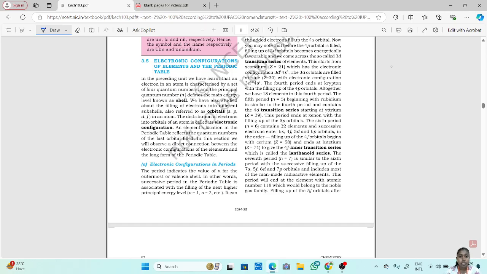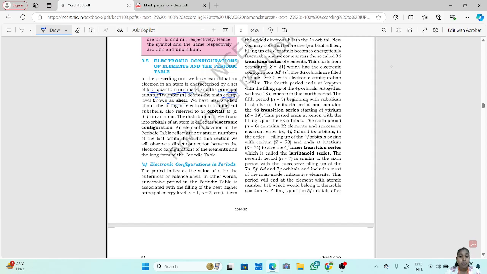Now, in the preceding unit we have learned that an electron in an atom is characterized by a set of 4 quantum numbers, right? Principal quantum number, azimuthal quantum number, spin quantum number, magnetic quantum number. On the basis of those 4 quantum numbers the atoms were characterized. In that the main one was the principal quantum number, which defines the energy of the shell, the energy level, which is known as shells.